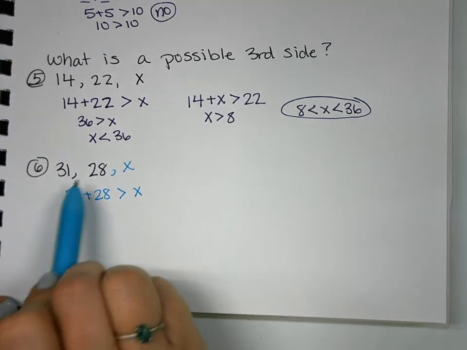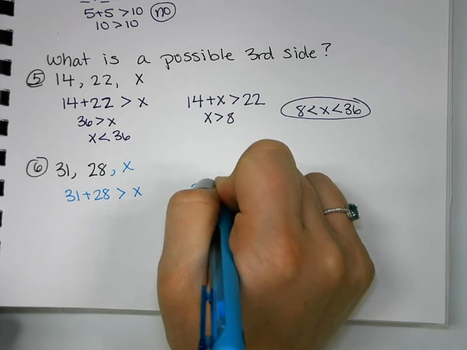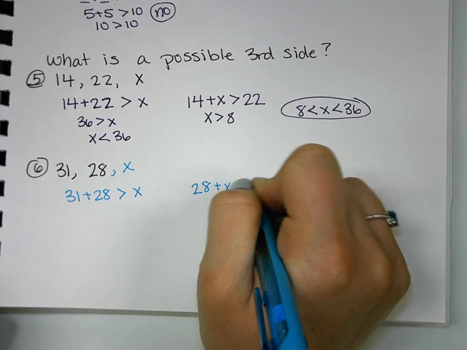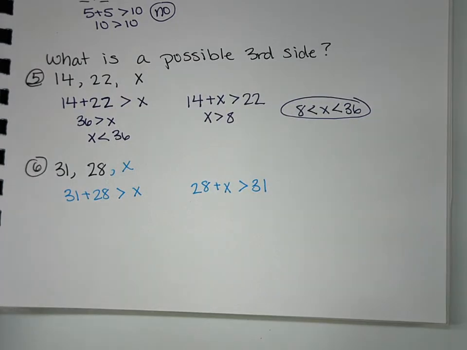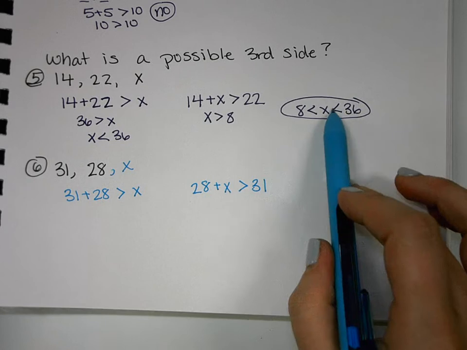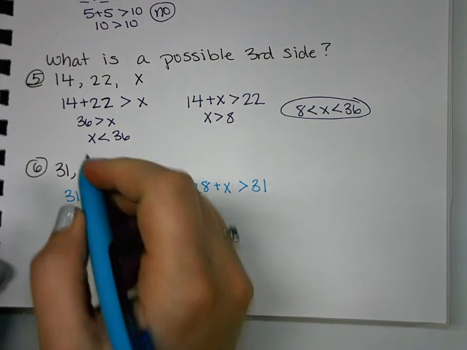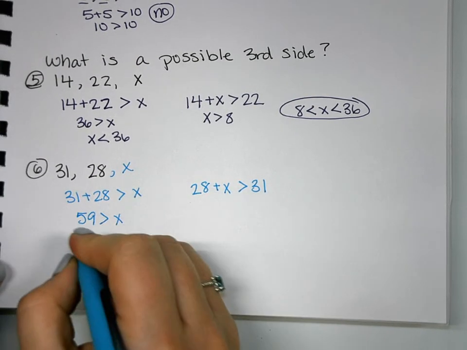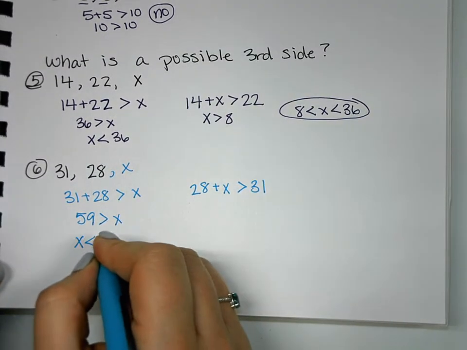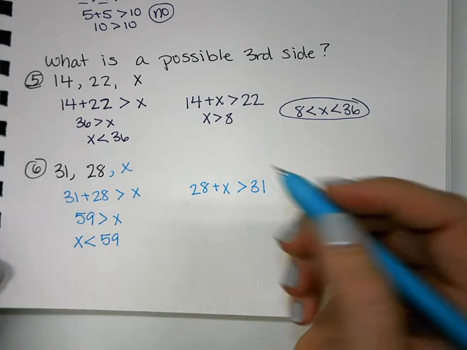Next I'm going to go, okay, what about 31? What if 31 is my largest? 28 plus x has to be bigger than 31. And these are the two inequalities that'll help me figure out my range of possible x values. So when I add these together over here, I'll get 59 is greater than x. And if I want to write it, I can write it as x is less than 59. That's just writing the inequality backwards.